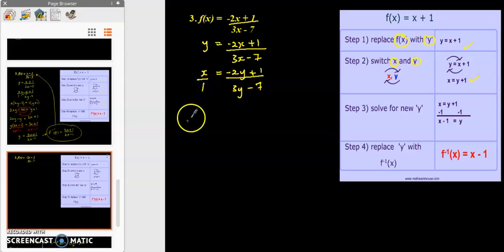I normally put this over a 1 because x over 1 is the same thing as x, and we carry out a cross multiplication. So we multiply x by 3y minus 7. Put that in brackets. x(3y minus 7) equals 1 times negative 2y plus 1. And if we carry out our distributive operation now, we'll get 3xy minus 7x. This will be equal to negative 2y plus 1.